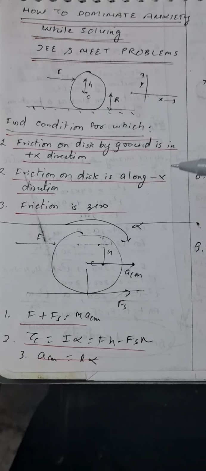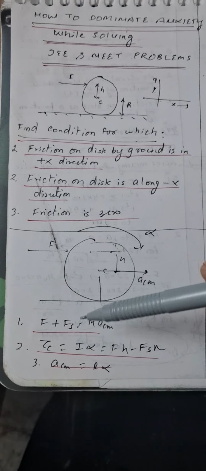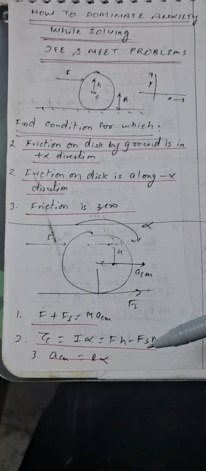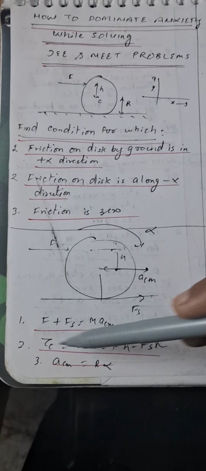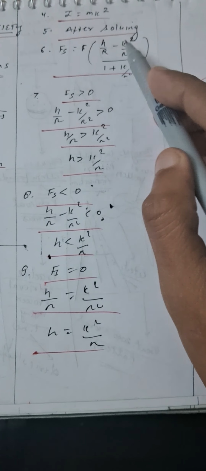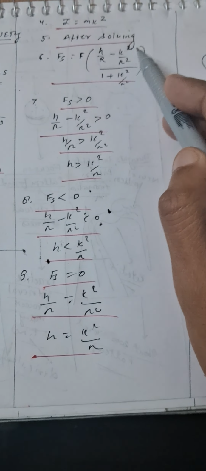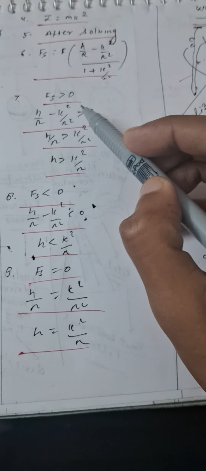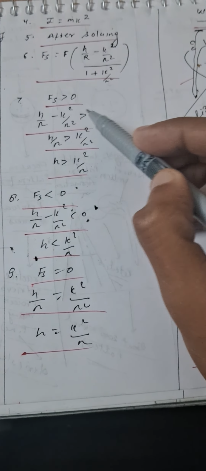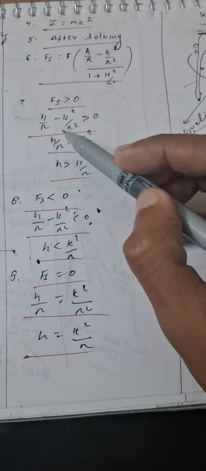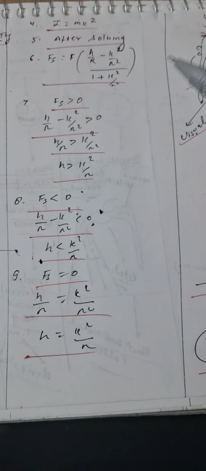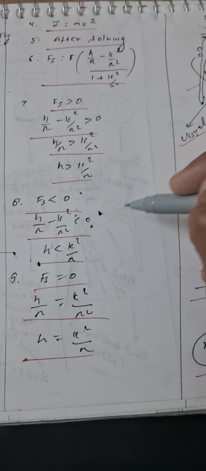So here is a solution. First of all, net force is equal to mass into acceleration of center of mass. Net torque about the center is I into alpha, and for pure rolling a_cm is equal to R alpha. I is equal to mk square, and after solving we get Fs is equal to F times (h by R minus k square by R square) upon (1 plus k square by R square). So friction will be positive when h by R minus k square by R square is positive. So that means h by R is greater than k square by R square. So h should be greater than k square by R when friction acts forward.